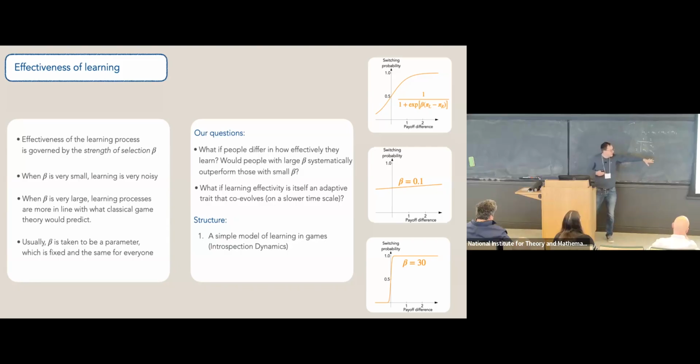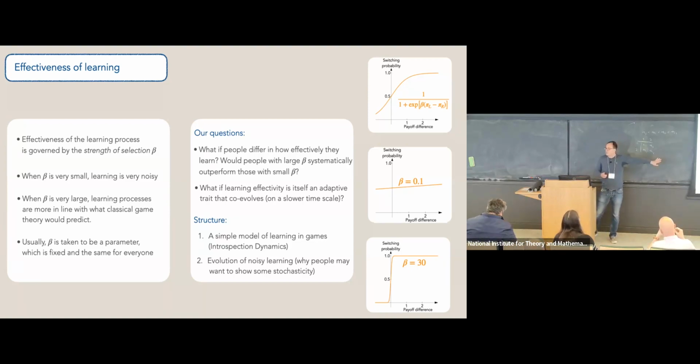And for that, I use a particular learning process called introspection dynamics. And then in the second part, I will talk about evolution of noisy learning. So in the first part, beta is still fixed. In the second part, beta is allowed to evolve.